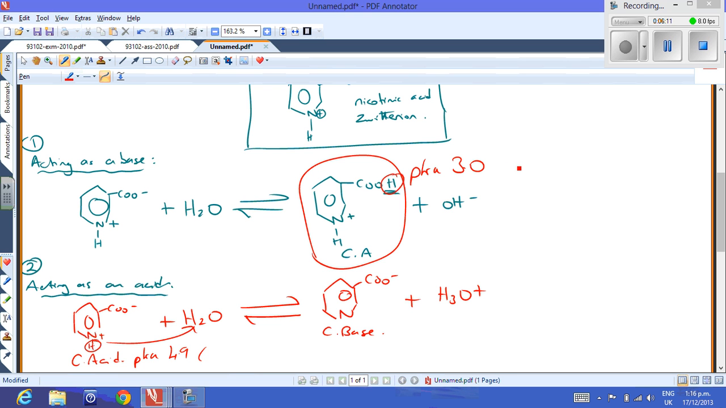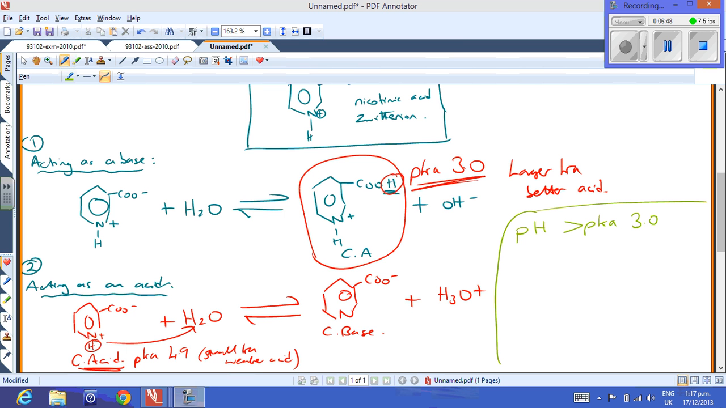So the smaller the pKa, the larger the Ka, and therefore the better the acid. So the carboxylic acid group has a larger Ka or lower pKa value of 3.0, whereas the conjugate acid down here, which would need to lose this proton from the nitrogen, which is very difficult. You need a pKa of 4.9, which would mean a smaller Ka, so therefore a weaker acid. So the presence of these two species is pH dependent.